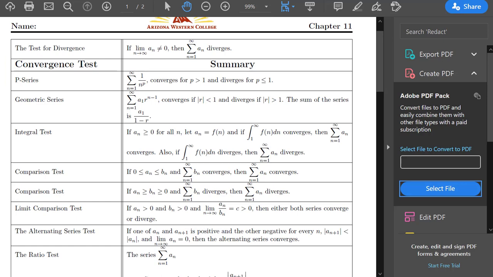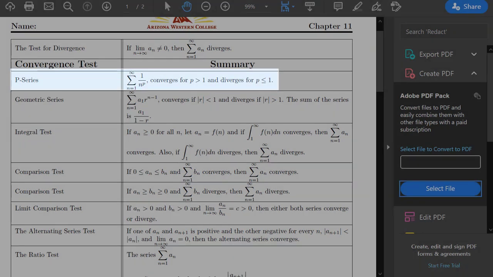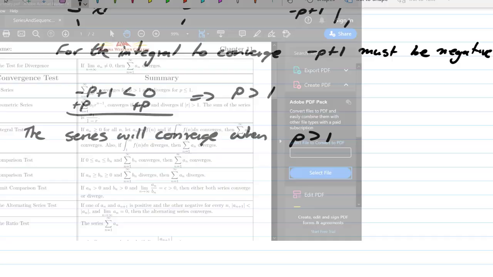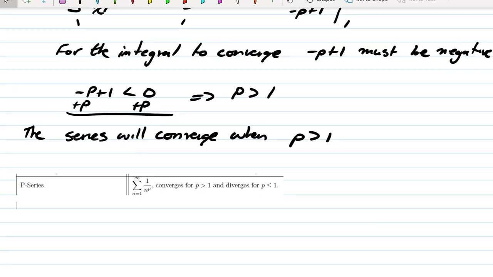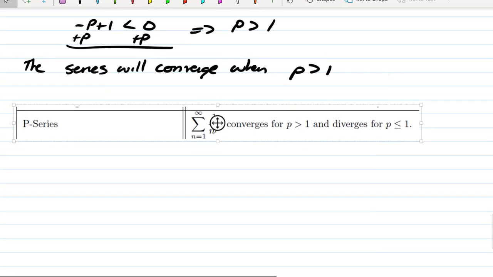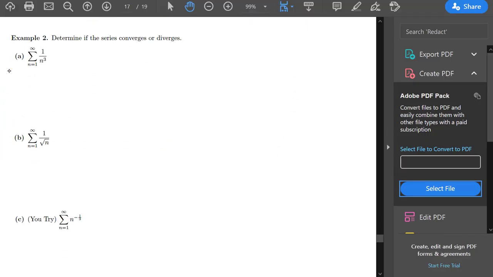So if we look at our sheet here for our summary, we have our p-series, and it says that we know for our p-series that the sum, as n goes from 1 to infinity of 1 over n to the p, converges if p is bigger than 1, and it diverges if p is less than or equal to 1. So let's go ahead and look at our next set of examples.